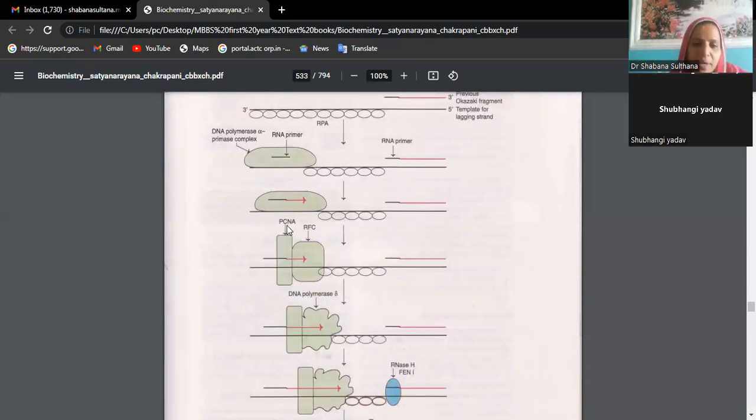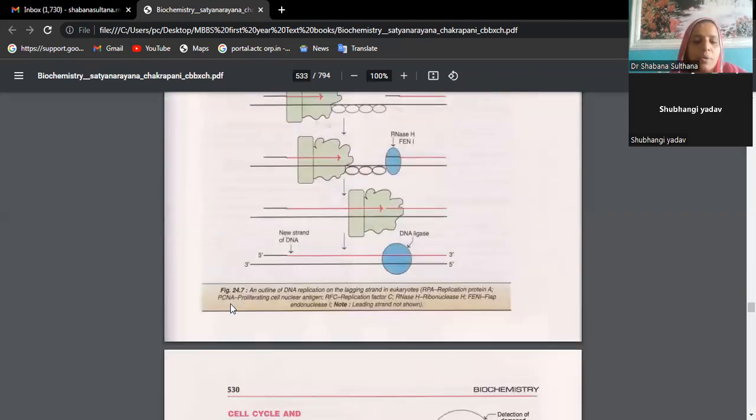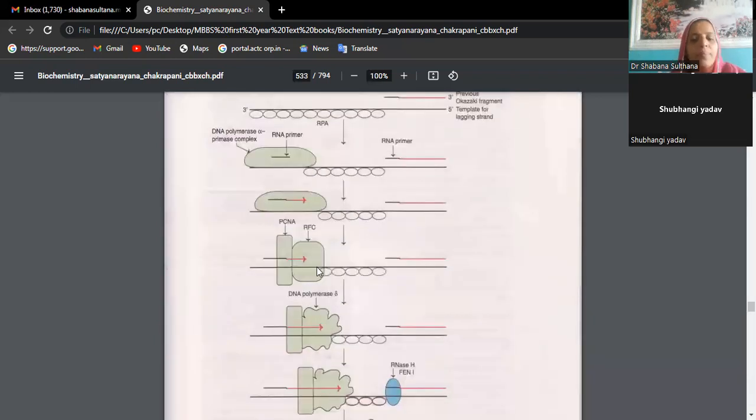Okay. Then you are finding PCNA and replication factor C. They have come up to speed up the process. Proliferating cell nuclear antigen and replication factor C will help in faster movement of these RNA primers, so that base pairing occurs fast. Okay, Shubhangi, understanding?